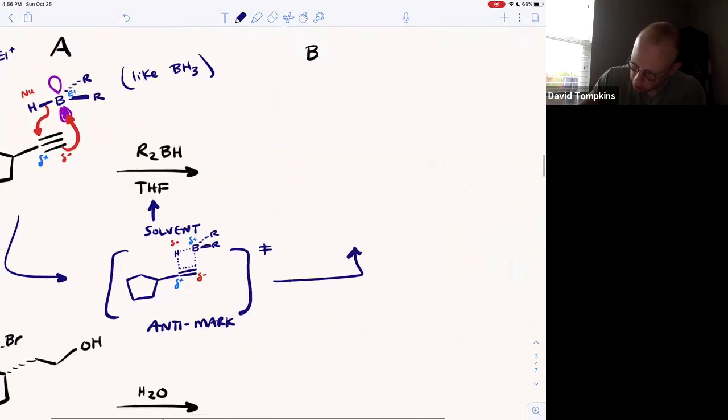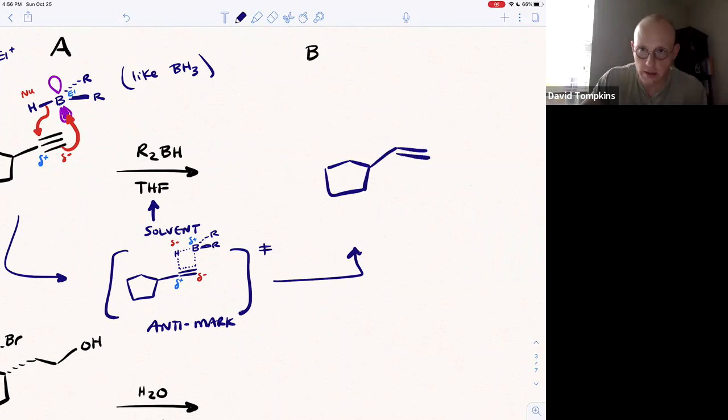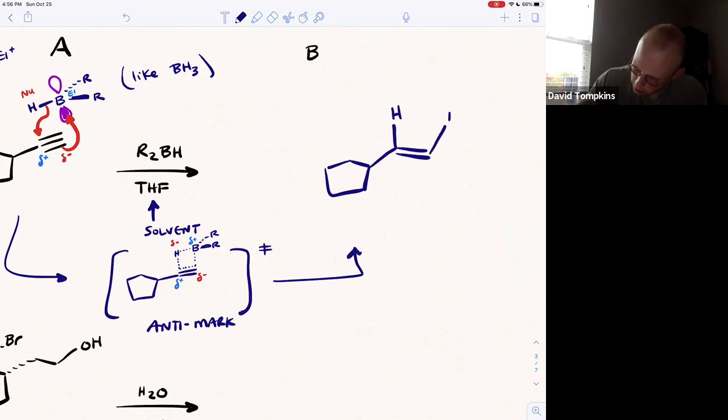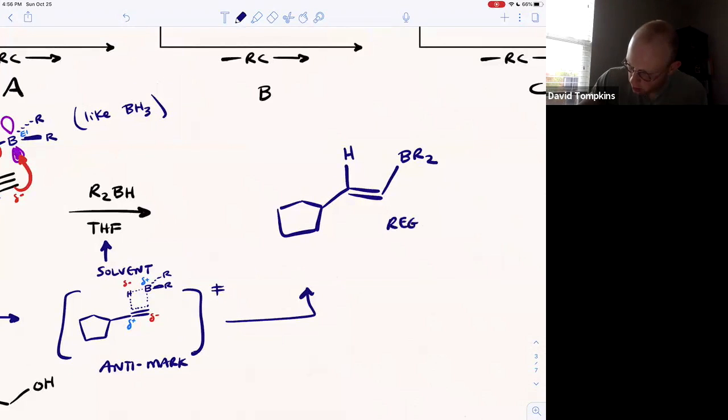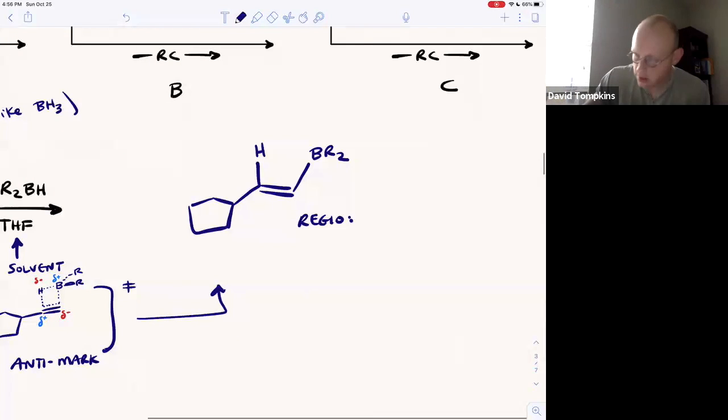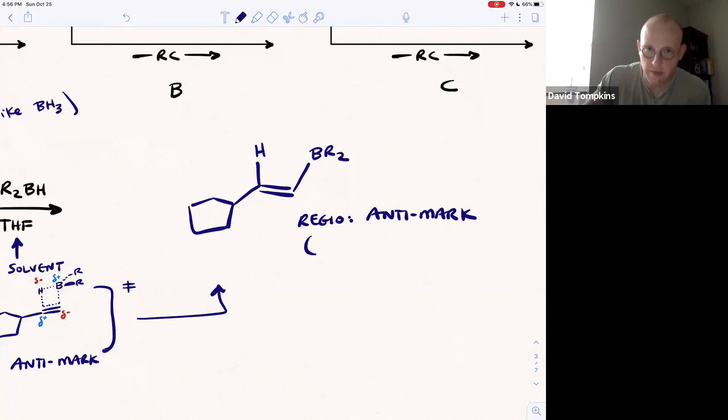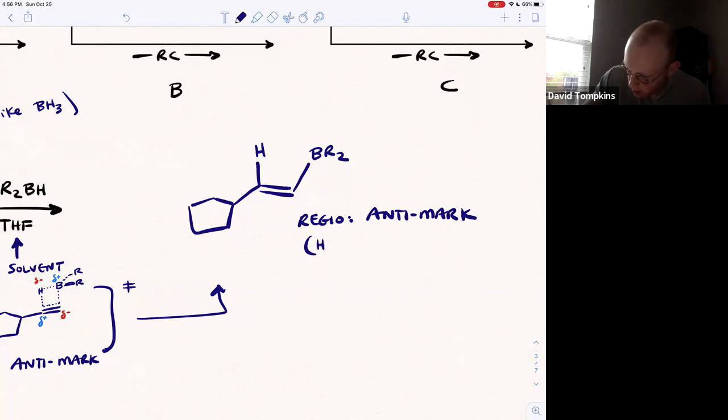So that leads to a product where there's two things you need to focus on about this product. First of all, the hydrogen's on the more substituted carbon, and boron is on the less substituted carbon. So the regiochemistry of this is anti-Markovnikov. That's the only time we've seen anti-Markovnikov this semester, is with boron. And it's because hydrogen, which is the nucleophile, adds to the more substituted secondary carbon.